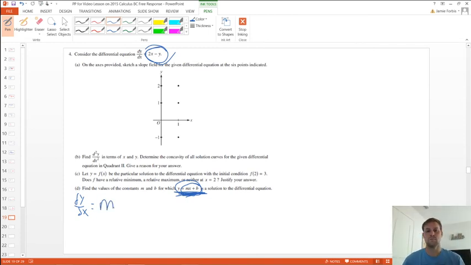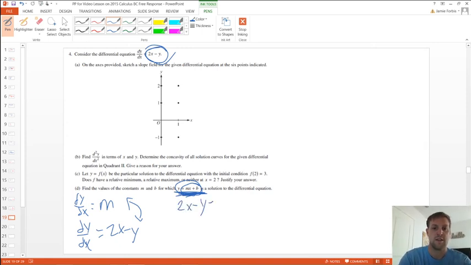So I'm saying that this derivative and the differential equation that I got at the beginning of the problem are going to be equal. So I need to figure out what values are going to make this true. I'm going to say 2x minus y is going to equal m. I'm going to figure out how that works.